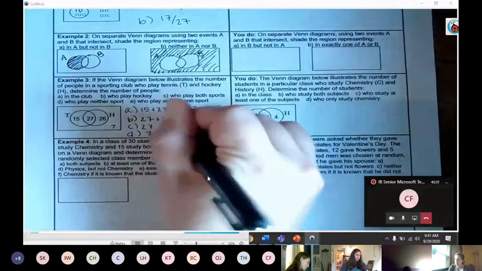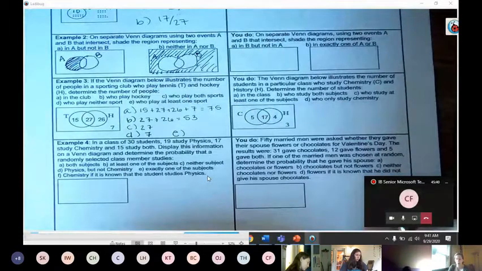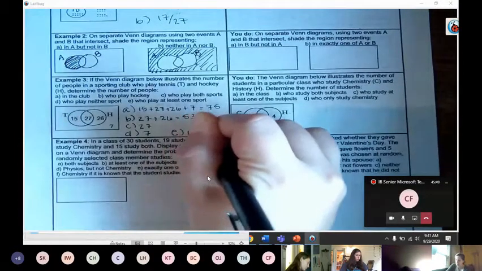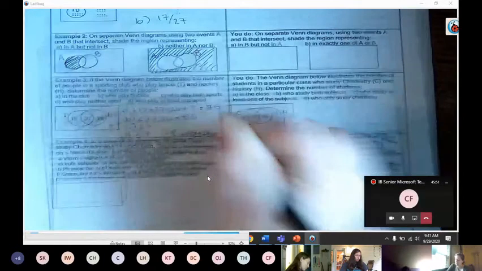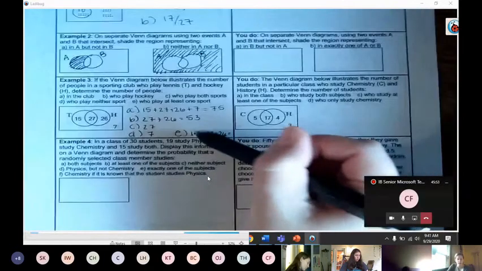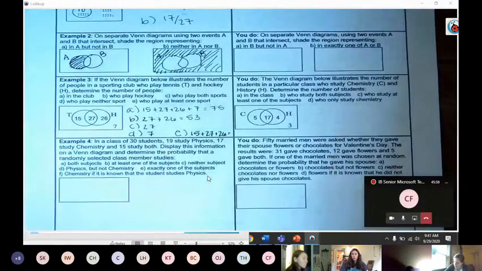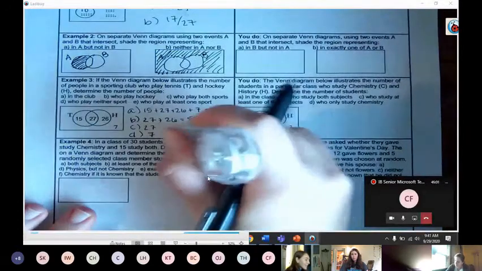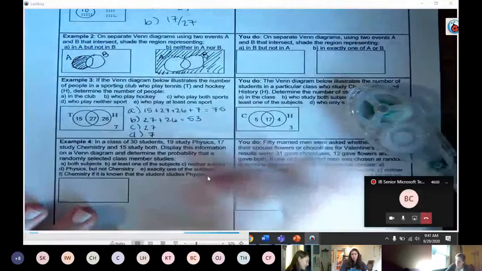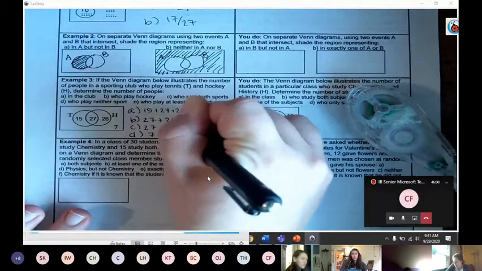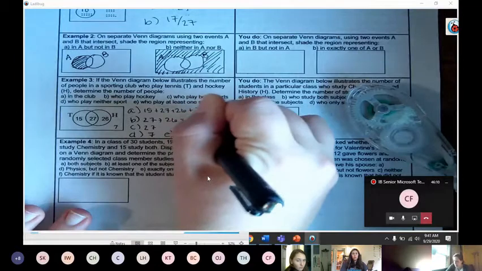And part E, it says who play at least one sport. At least means they can play one or more, okay? So this means that I'm gonna add my 15, my 27, and my 26. So that is gonna be 53 plus 15, which should give me 68. I didn't make enough room. Hold on. So for part E, we should have 15 plus 27 plus 26, which gives me 68.